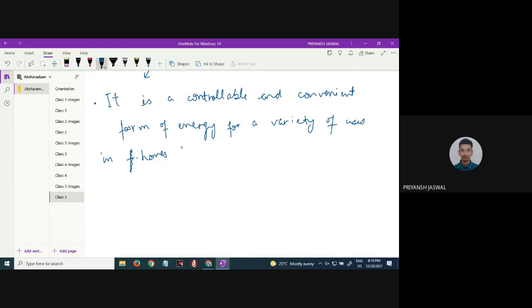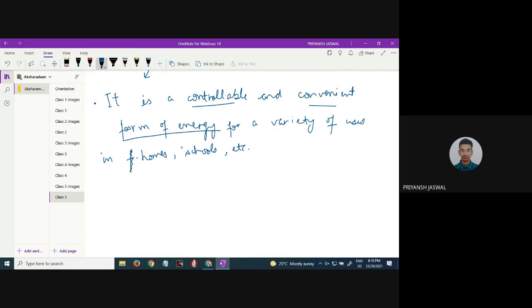in homes, schools, etc. Like hospitals, factories, wherever you see there's use of electricity and so on. So this is just a book definition from NCERT itself. It is a controllable and convenient form of energy. Controllable means that we can control its flow, its amount, how much we want it, and convenient means that it makes life easy for us.